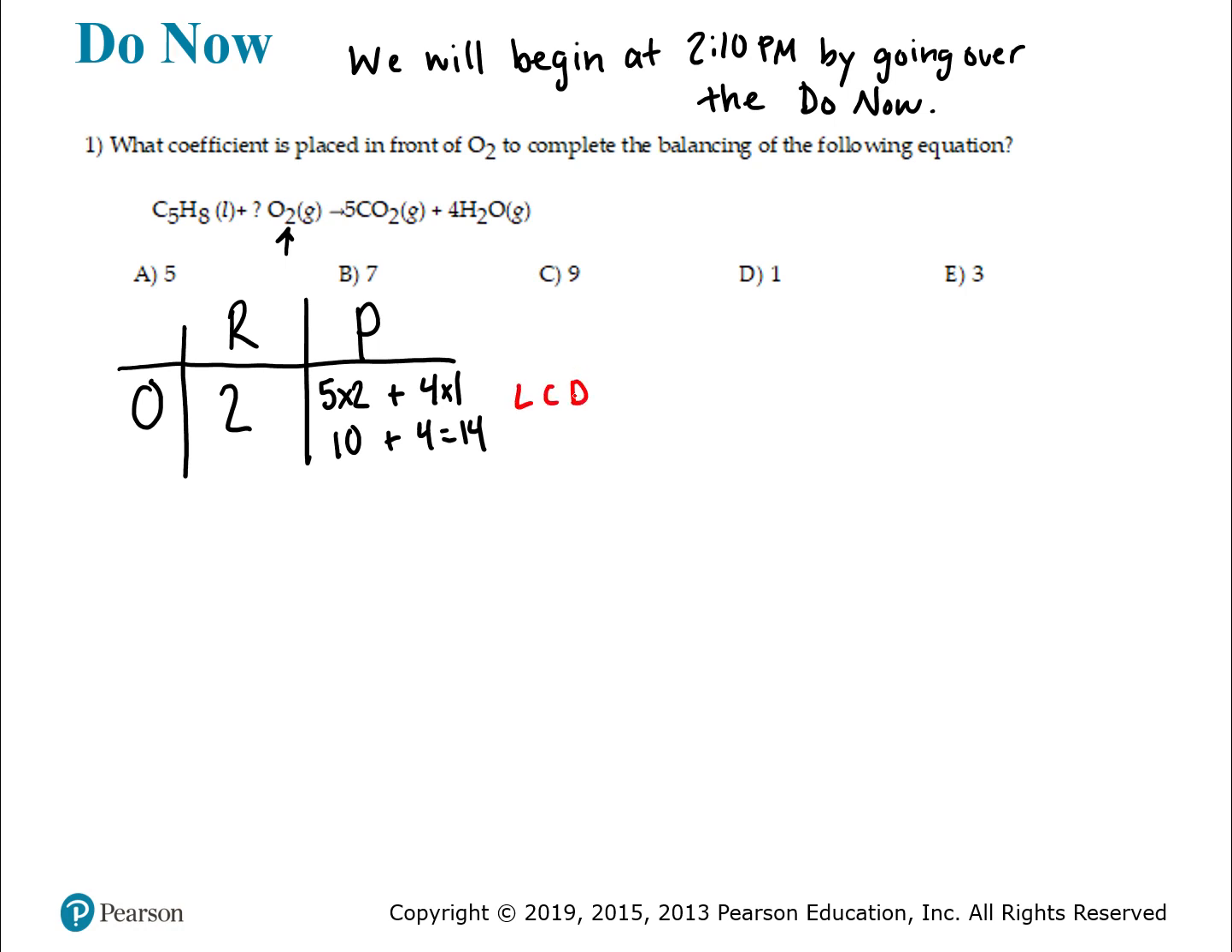The lowest common denominator between these two is 14. So we're going to multiply that by 7. And that gives us the answer of B.